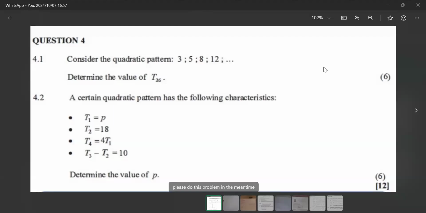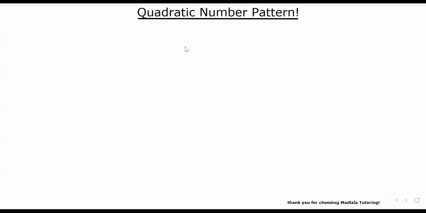So we need to consider the quadratic pattern 3, 5, 8, 12, which goes all the way to infinity. And the word consider means you look at what you are given and you make sense out of it. So now that it makes sense to you, then please determine the value of a term that is at position 26. In order for you to find the value of a term at position 26, that's if and only if you know the general term of your pattern. So that's the first thing we need to determine, all right?